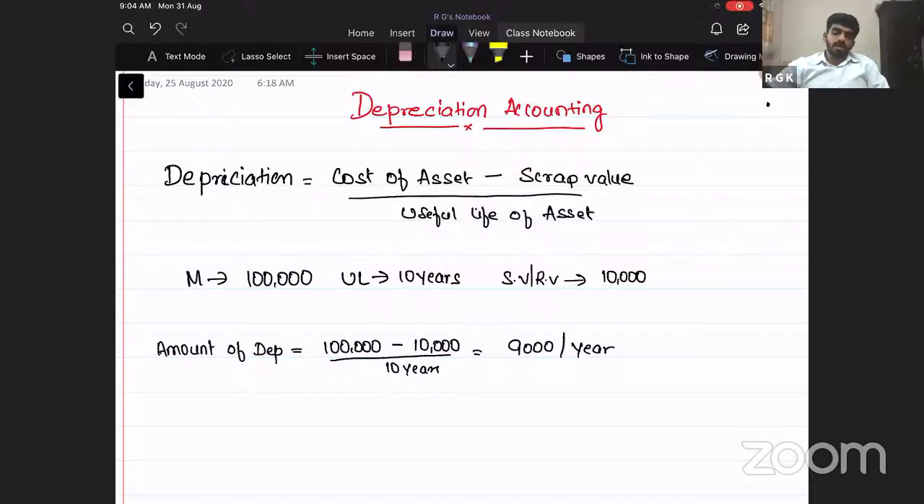Now can you tell me what is the rate of depreciation? What is the percentage of depreciation in this example? Can anyone tell me? This formula goes for the amount of depreciation. Now you have to see the percentage of depreciation. How will you find the percentage? Amount of depreciation divided by cost of asset will give you the rate of depreciation.